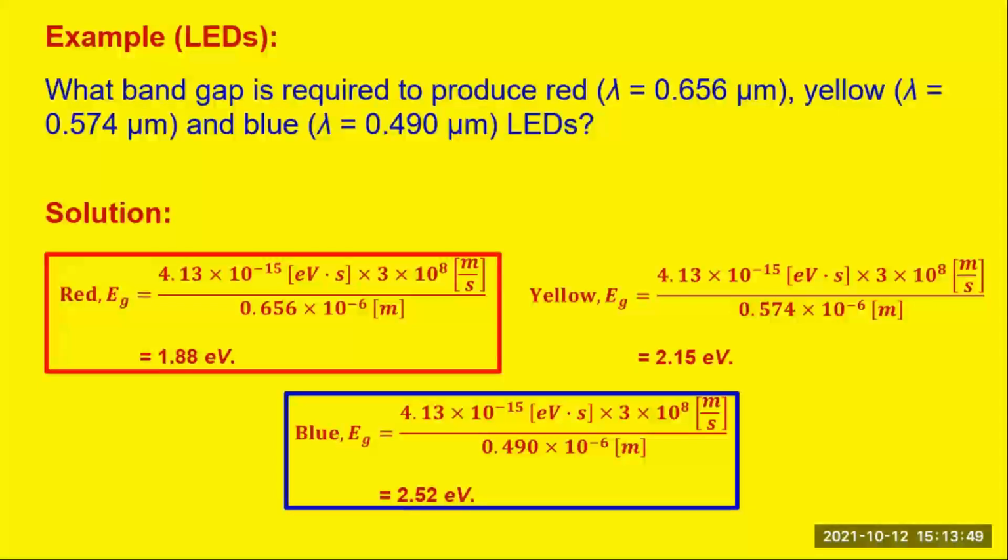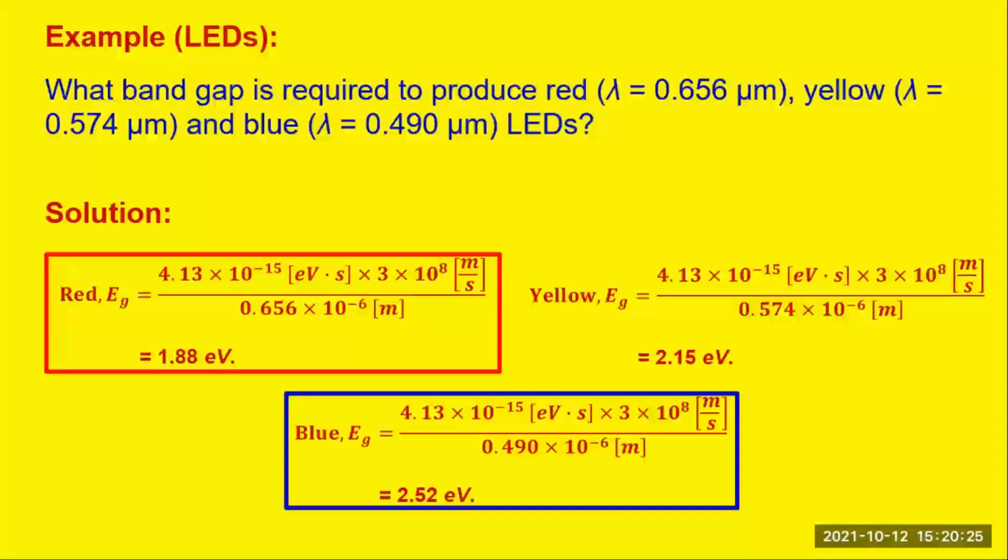So we simply use our equation. We make the band gap the subject of the formula, which is 3 times 10 to the power 8 meters per second. We have Planck's constant, and we have the given wavelength there. So we can simply calculate our band gap energy, and we can see the band gap for the blue light, 2.52 electron volts is the highest.